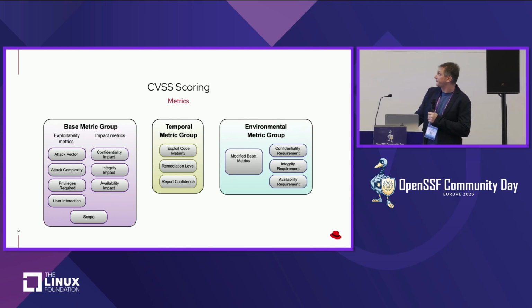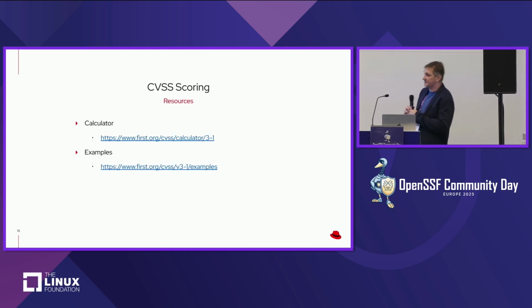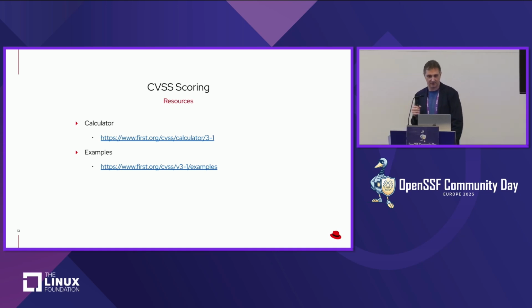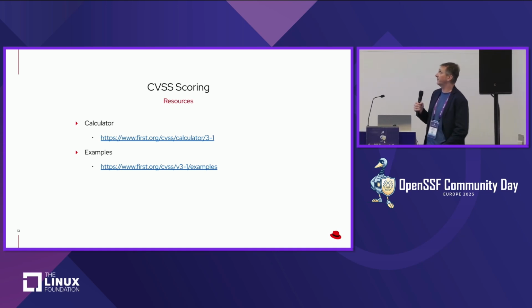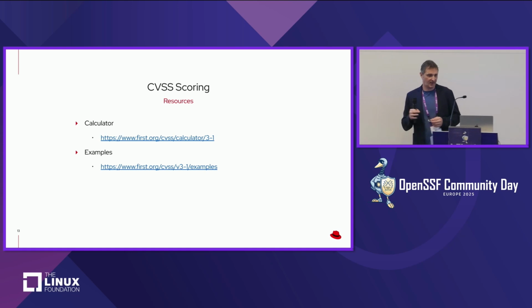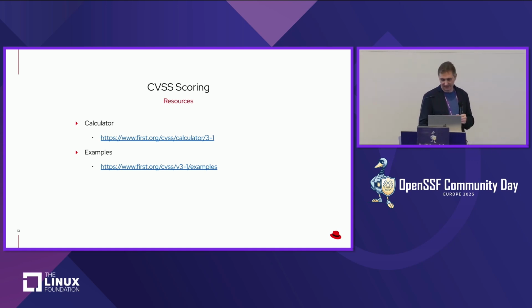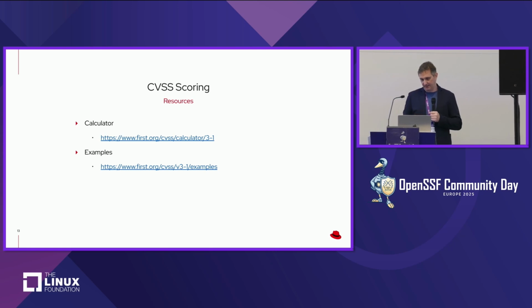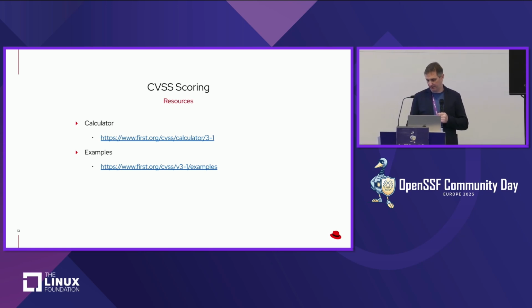So you can see examples of this at FIRST, the organization which is responsible for the CVSS standard, and you can find a calculator and a lot of examples there to figure out how people come up with a particular score for a particular vulnerability, right?